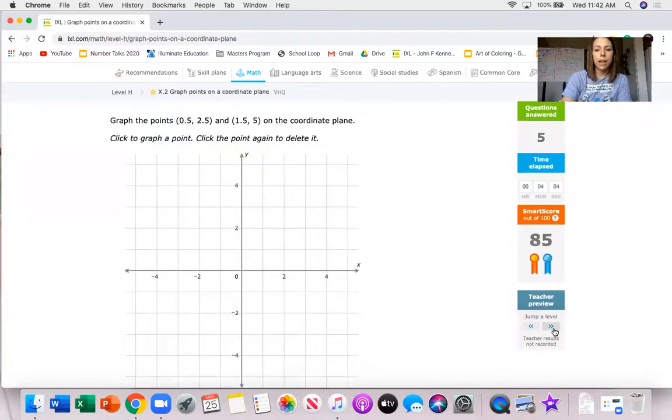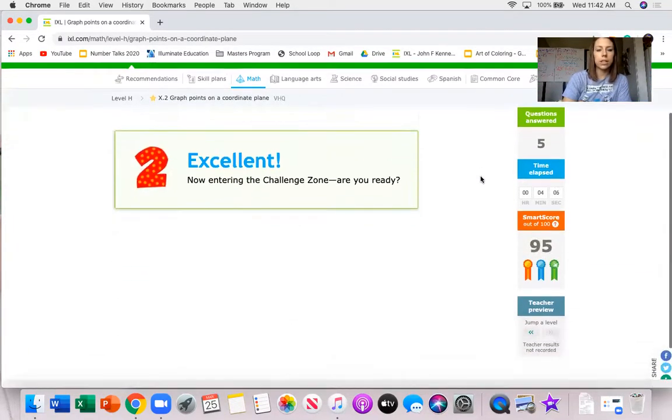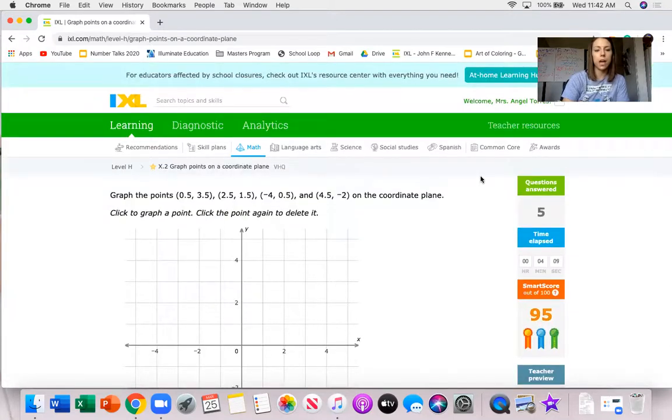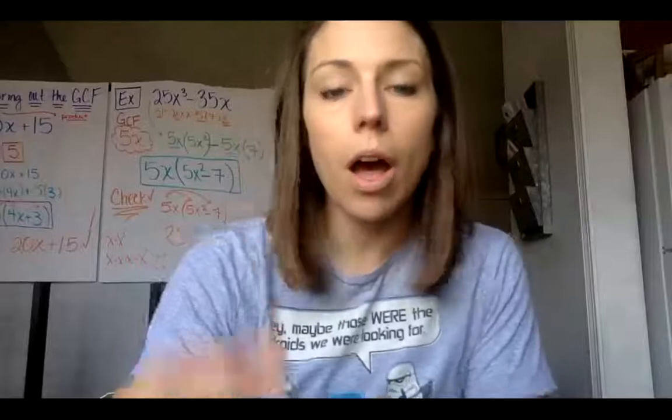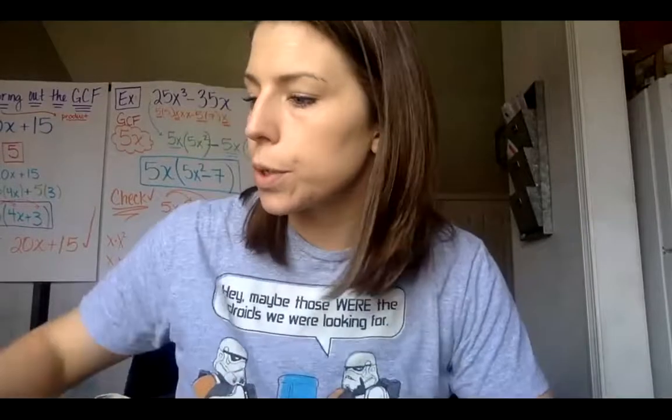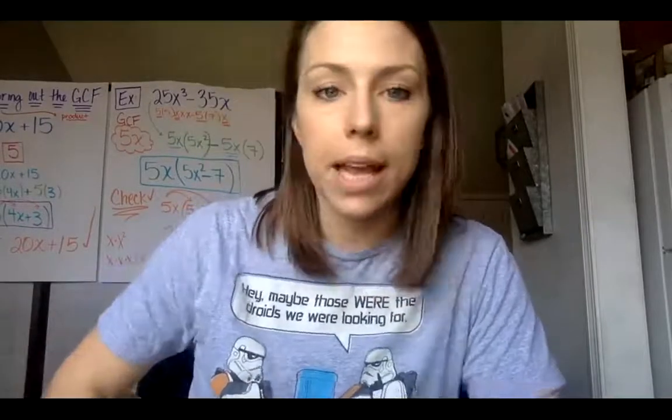Now there is a final level, and this is our challenge zone, and some of you have been going for those hundreds, which is awesome. Notice that it just asks you to graph more points, again with decimals involved. All right, that is your only practice for today, plotting in a full coordinate plane.